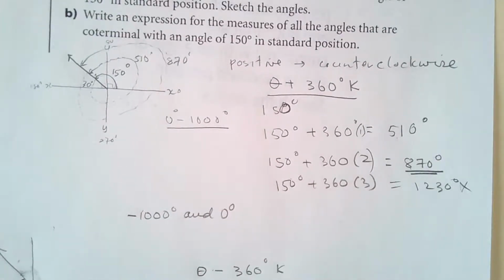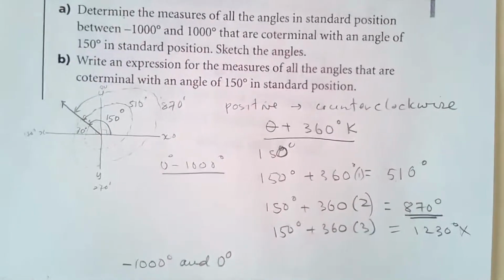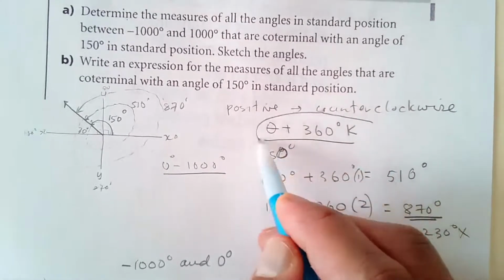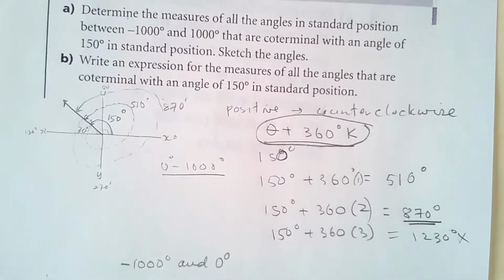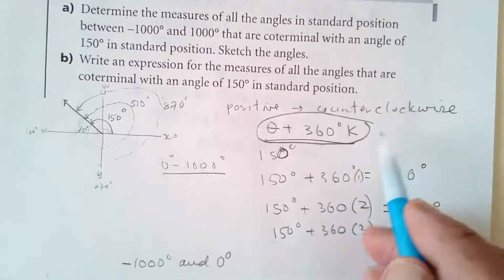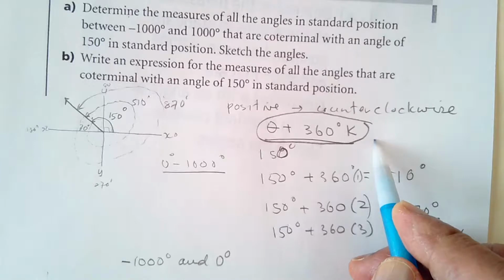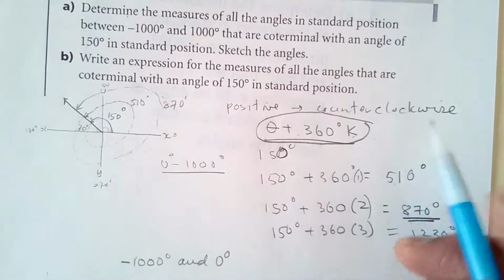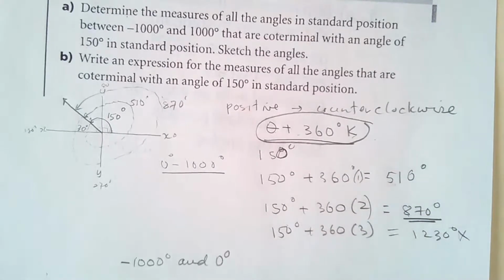So this is what you do to find all of the coterminal angles between negative 1000 degrees and 1000 degrees. The measure of all angles that are coterminal with 150 can be expressed by theta plus 360 times k, where k is an integer.